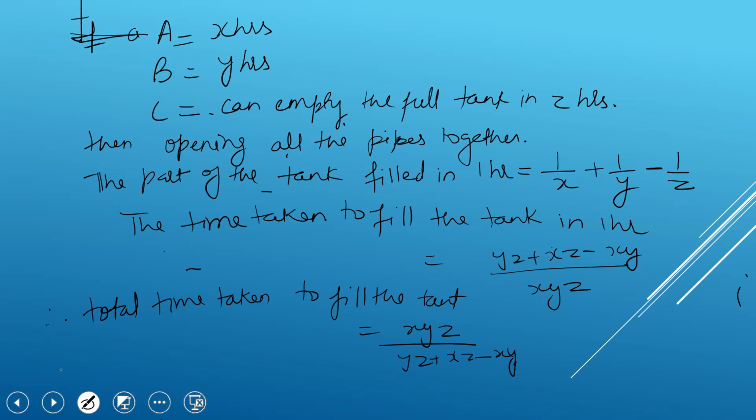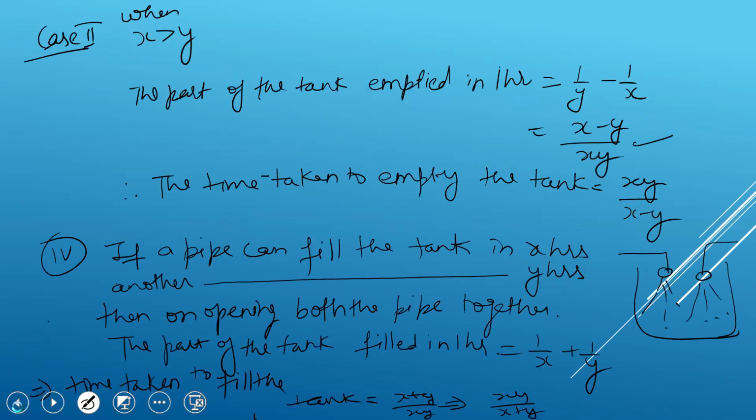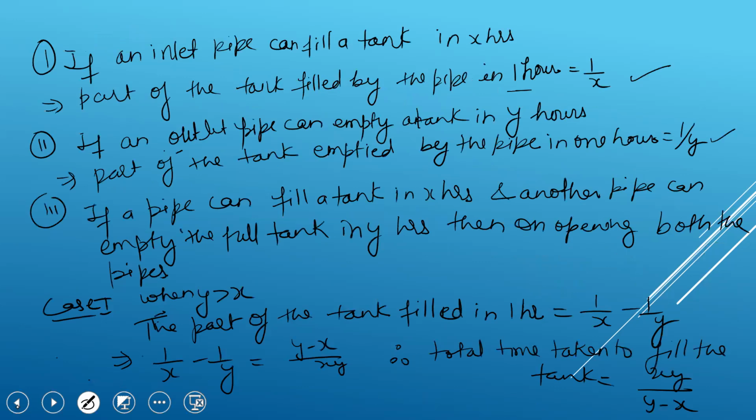topic, right? Let me give you a quick revision of all the formulas. पहली चीज, if an inlet pipe can fill a tank in x hours, then part of the tank filled by the pipe in 1 hour is going to be 1 by x. ठीक है, ये चीज हमने we have already done this in class 10th also. If an outlet pipe can empty a tank in y hours, then what will happen? The part of the tank emptied by the pipe in 1 hour is going to be 1/y.